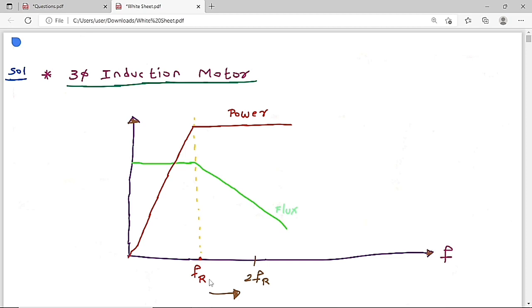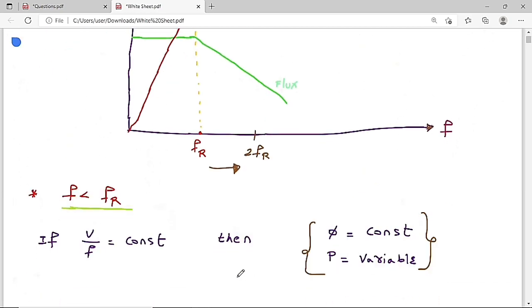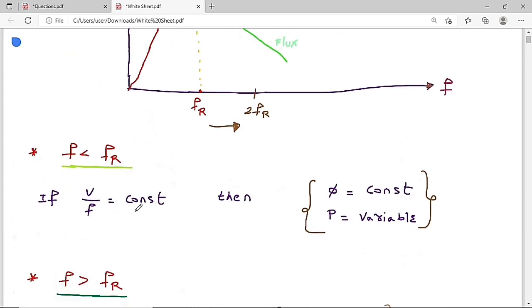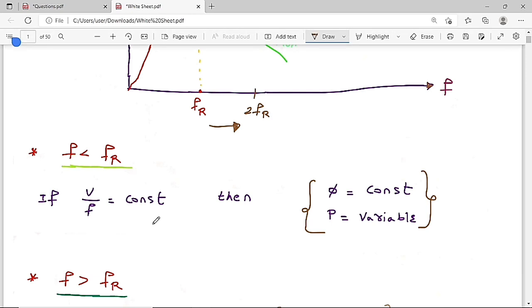Then what is the thing? Power is constant, but the flux is variable. So option D, which says power is constant, is the correct solution of this question. But let me discuss here. Whenever the frequency is lesser than the rated frequency, what is going to happen? If the V by F ratio is constant, then, because the flux is always directly proportional to V by F, the flux is constant.